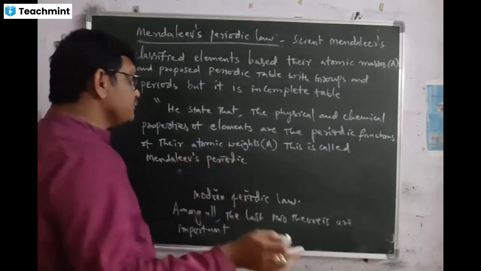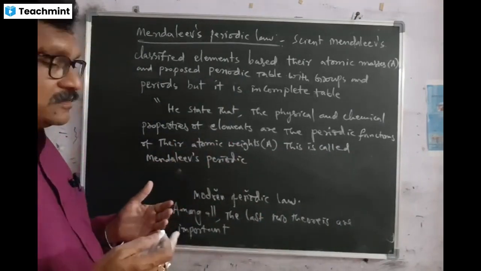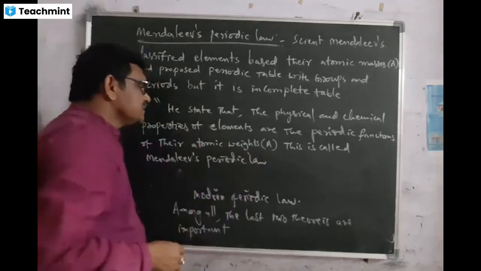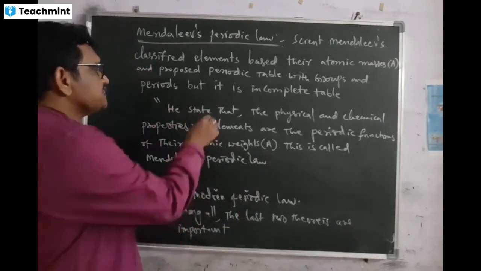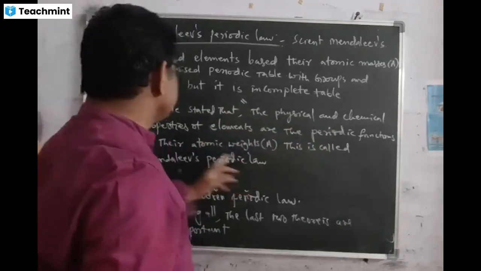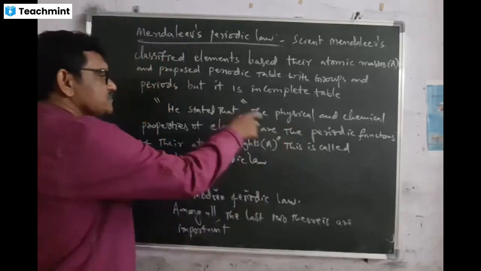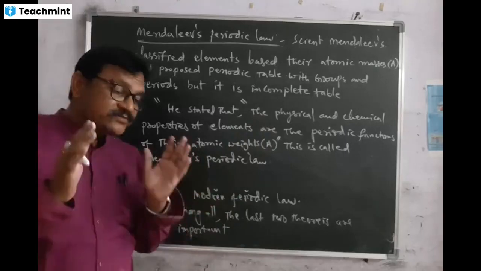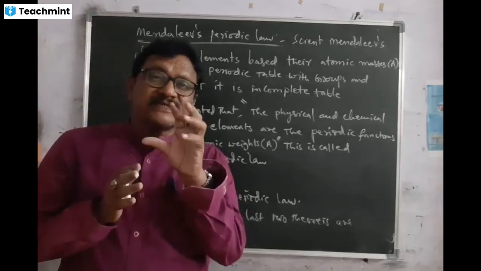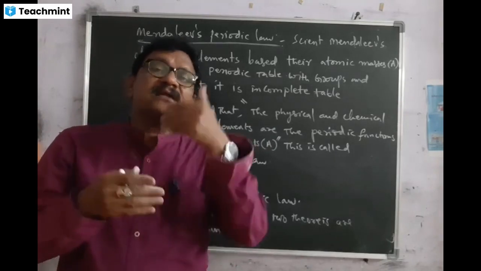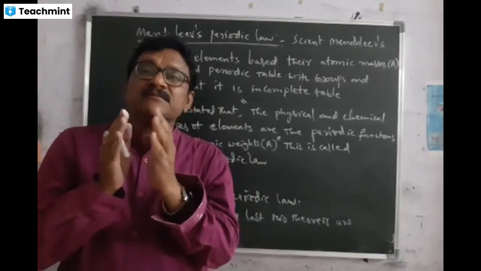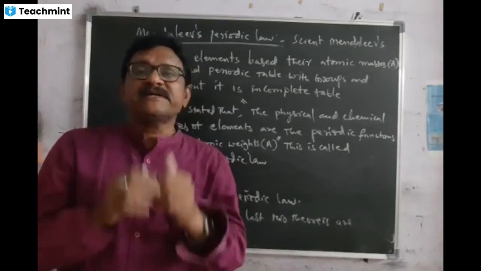This you have to remember. There may be a chance to ask this question in the examination. Define Mendeleev's periodic law: he stated that the physical and chemical properties of elements are the periodic functions of their atomic weights. That means, as per his knowledge, the properties of elements depend upon their atomic masses. Atomic weights are responsible for the properties exhibited by that particular element.